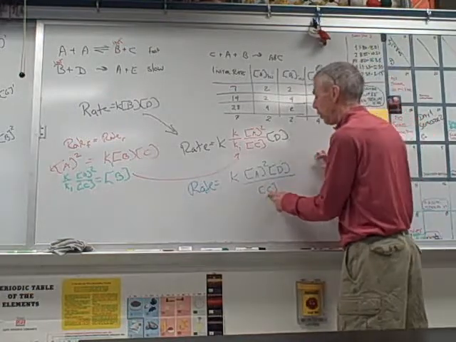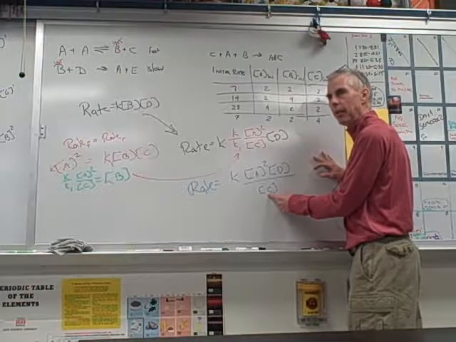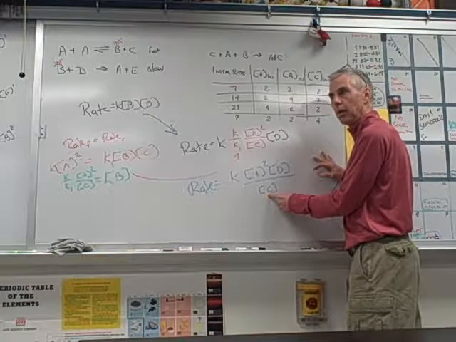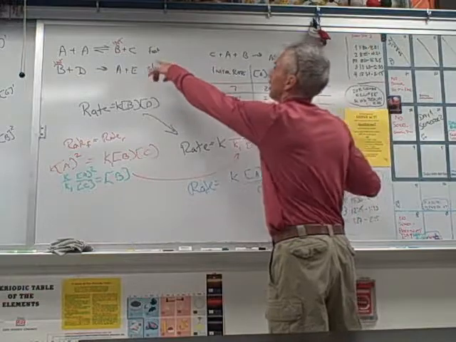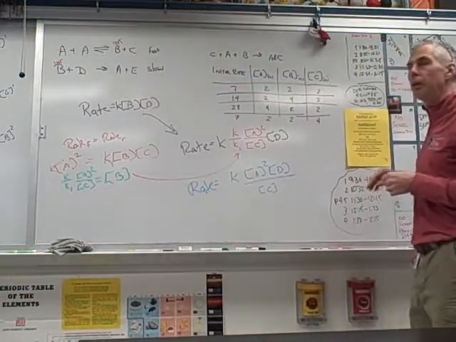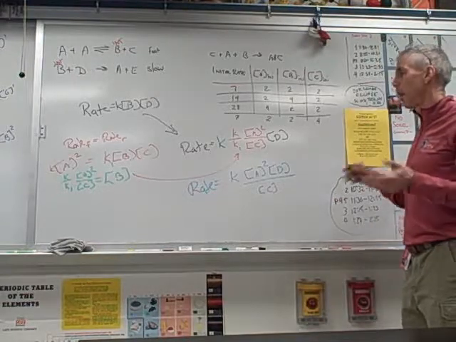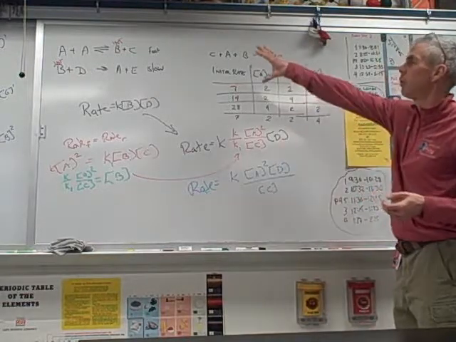Now here's what's weird. If I add in more C, it's going to slow the rate down. Okay? By putting in the product of the first reaction, it's actually going to slow the rate down. Do you see that? Okay? That's what the rate law is. So that's all you have to do with these.